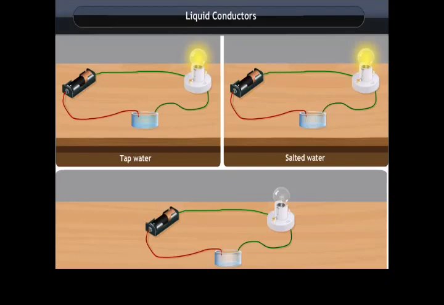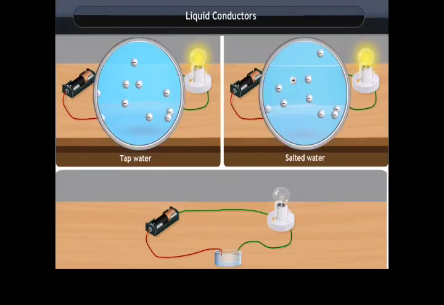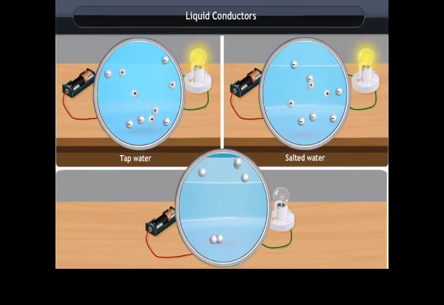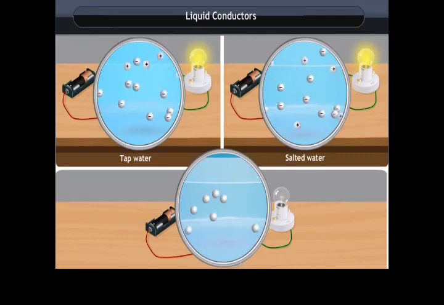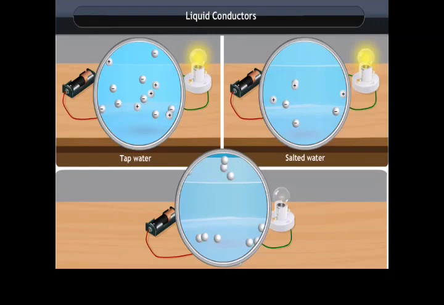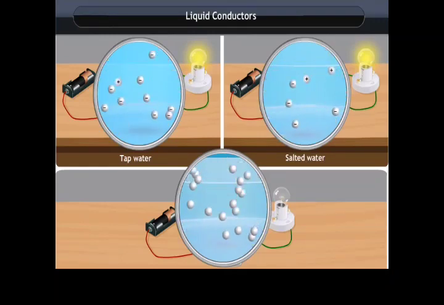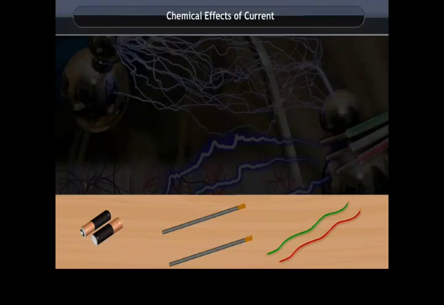Here we see that the distilled water cannot conduct, whereas the salted water and the tap water can conduct. The tap water contains impurities in the form of salts, whereas the distilled water is free of such impurity. So we can say that any salt added to the distilled water makes it a good conductor of current and electricity.